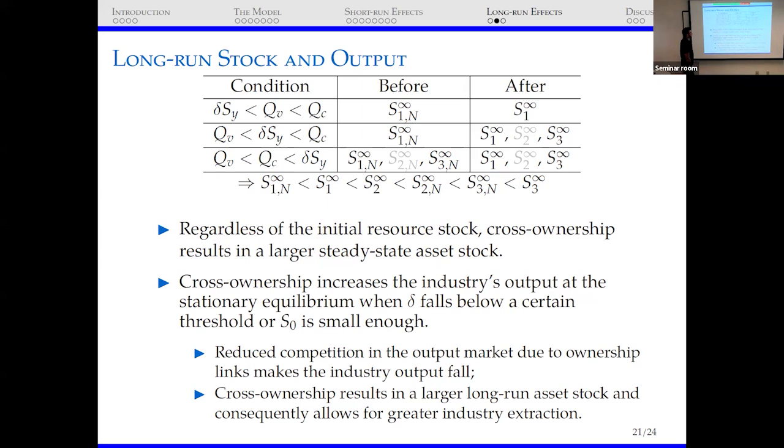So regardless of the initial stock, cross ownership results in a larger steady state asset stock. In the long run, we will end up in a situation where the steady state stock is higher. That's one good thing in the long run. Cross ownership increases the industry's output at the stationary equilibrium when delta falls below a certain threshold or is small enough. Here again it will depend on delta and also on S0. Reduced competition in the output market due to ownership links makes the industry output fall. So cross ownership results in larger long-run asset stocks and is consequently a loss for the industry's extraction. But here, if we want to see it in a table to make it easy to look at.